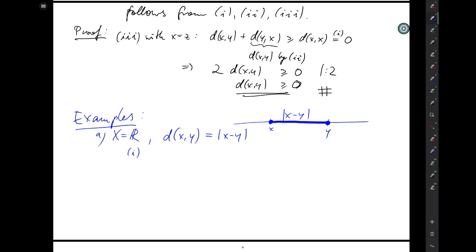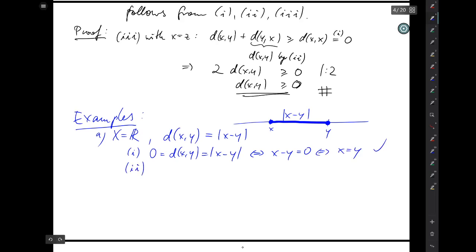So when do we get 0 for d(x,y), which is |x minus y|? Well, we know the modulus of a real number is 0 if and only if that real number is 0, and that of course means x is y, and that's how you check property 1.